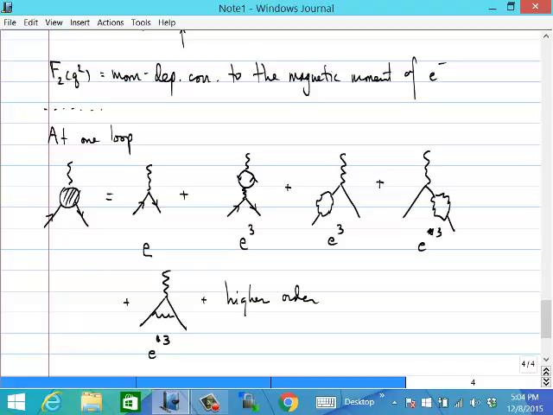Yes? Oh, I'm sorry. I am not drawing this correctly. Oh, shoot. Sorry, I was drawing these diagrams thinking about scalar quantum electrodynamics. Of course, and so, yeah.